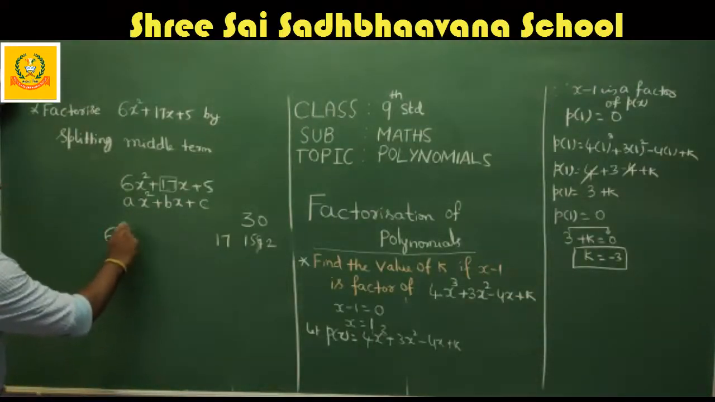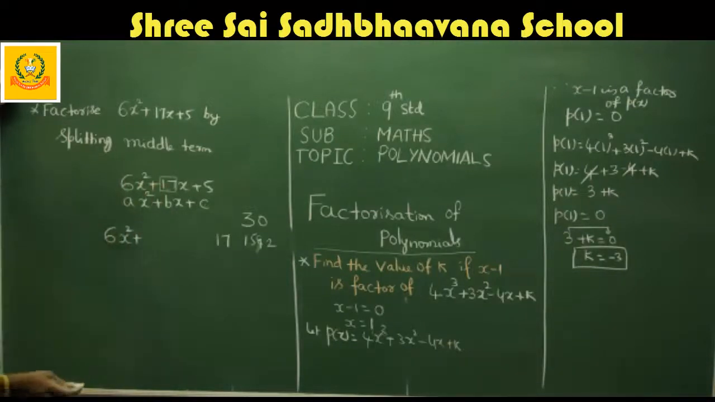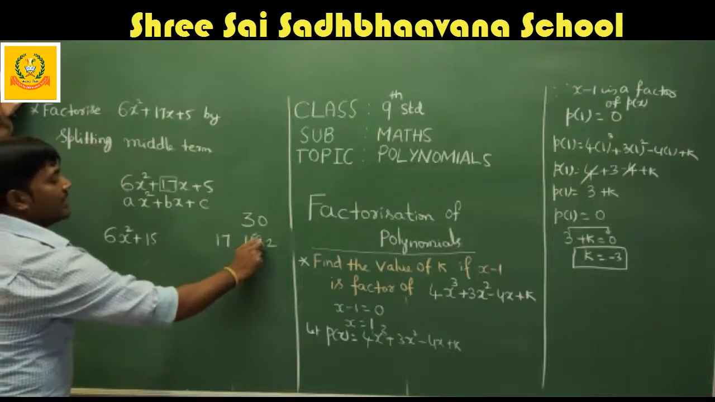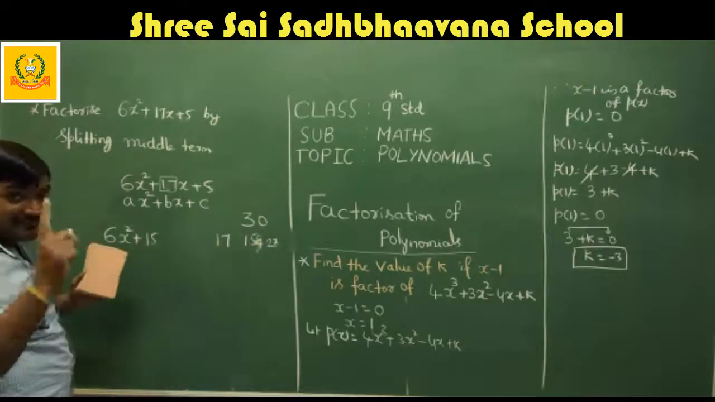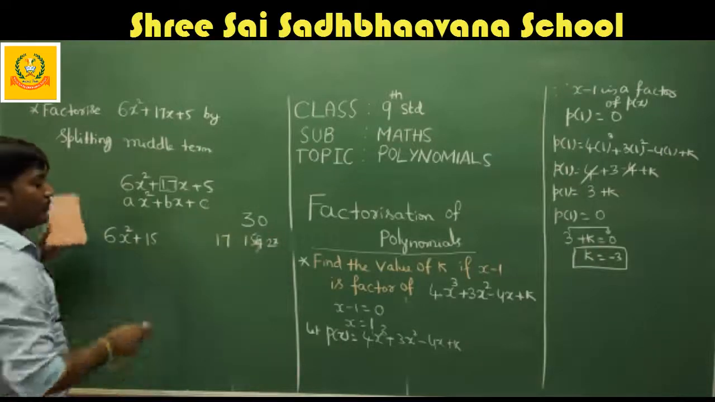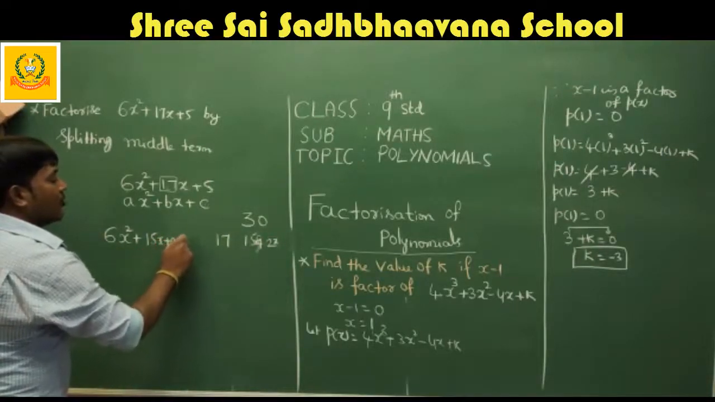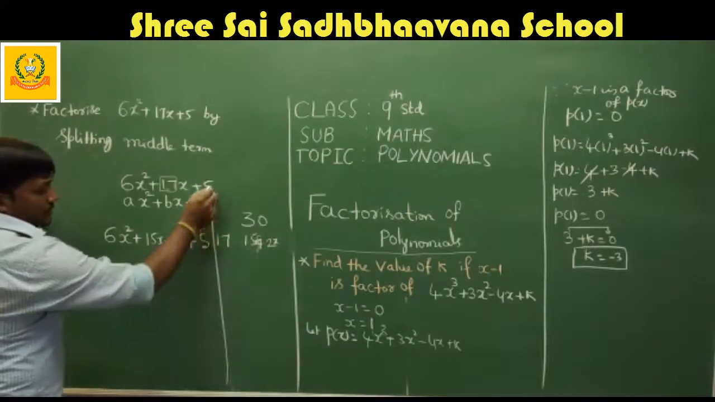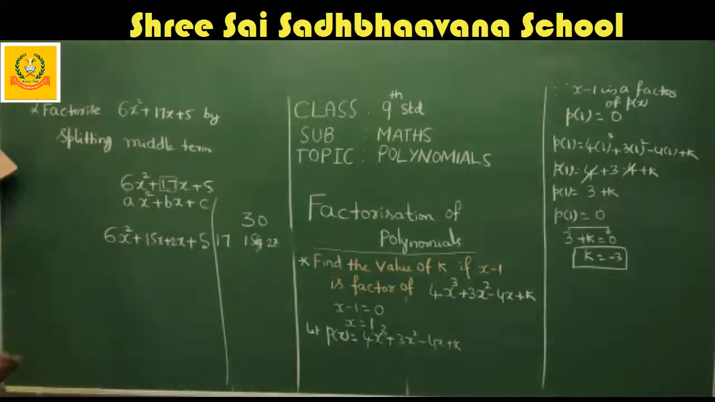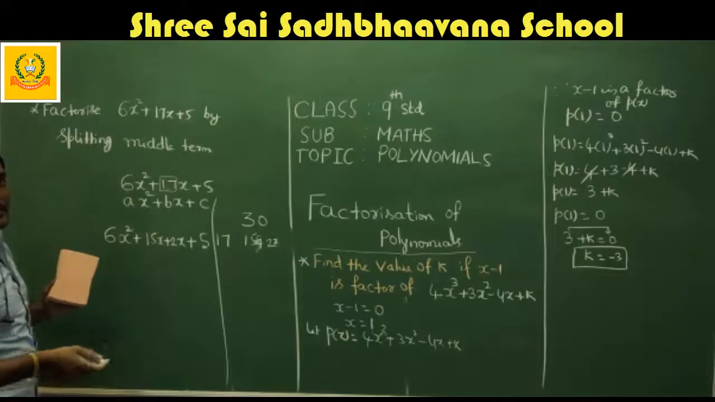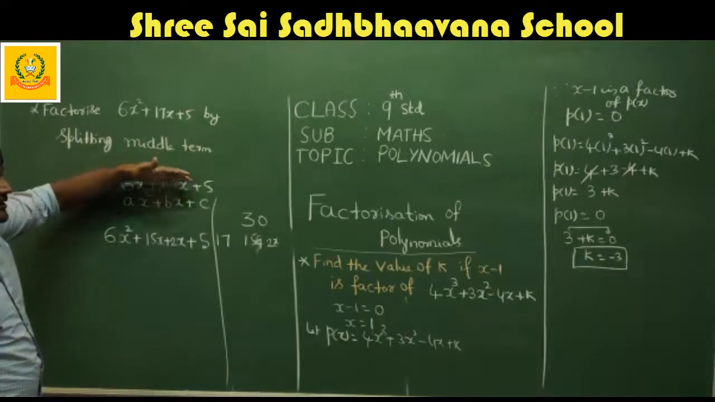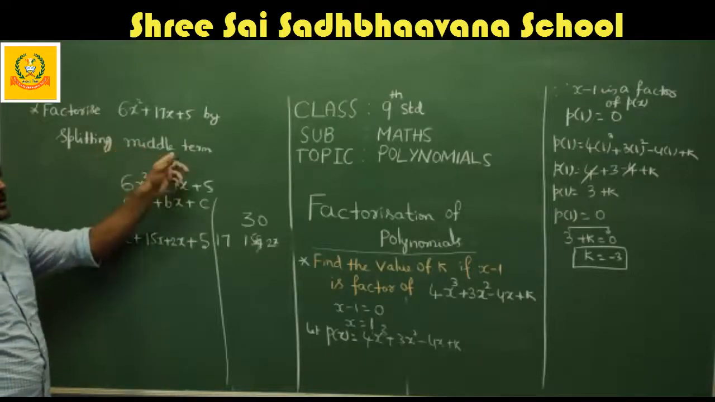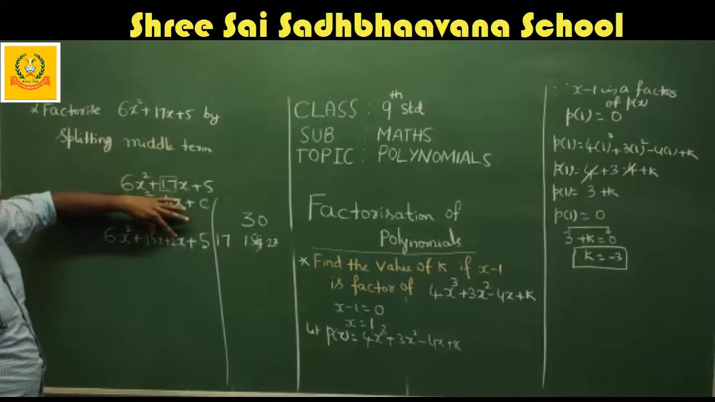Here you observe, 6x square stays, and in the place of the middle term 17x, we got 15 and 2, and you multiply them with x. First you take it as a number, then you multiply with x. So 15x and 2x. Only the middle term I changed; 5 and 6x square stay as they are. Logically, 17x I am writing as 15x plus 2x. That is why it is called splitting the middle term. Only the middle term I split.